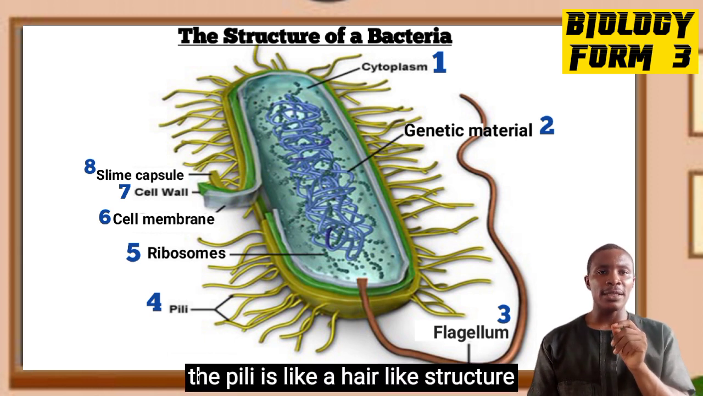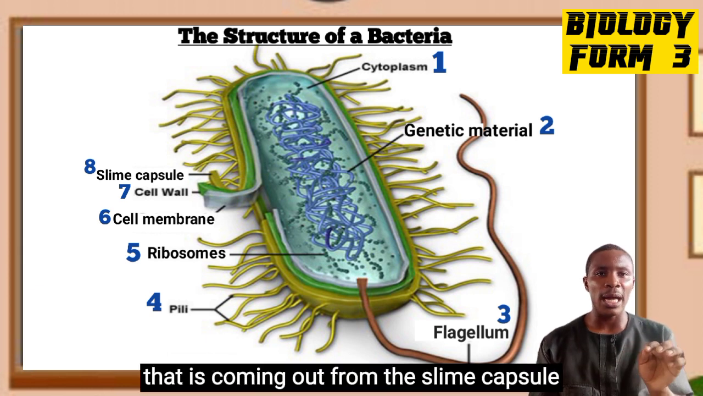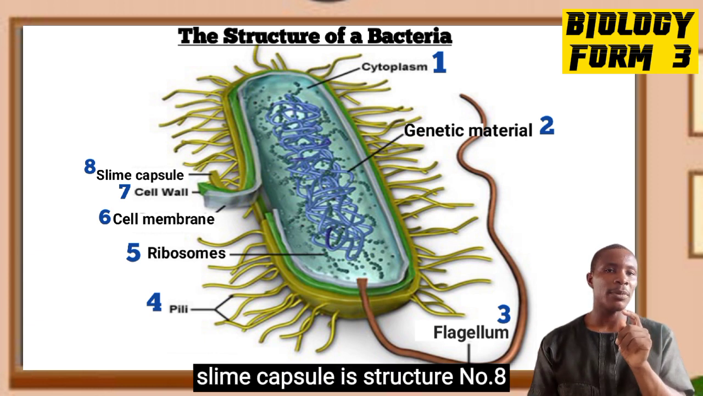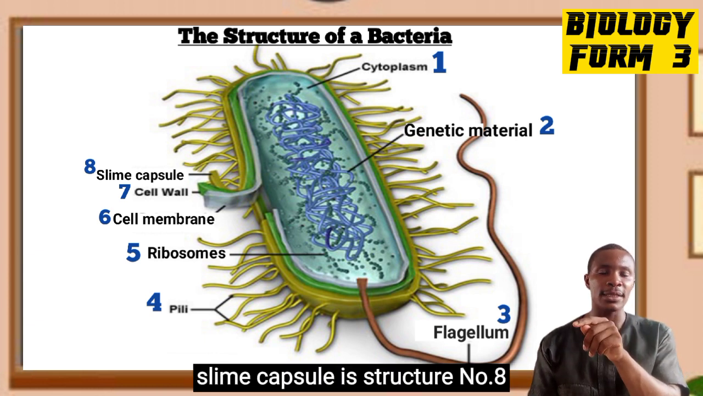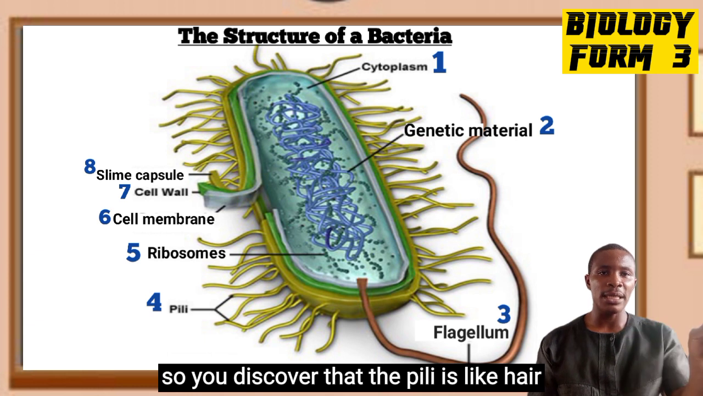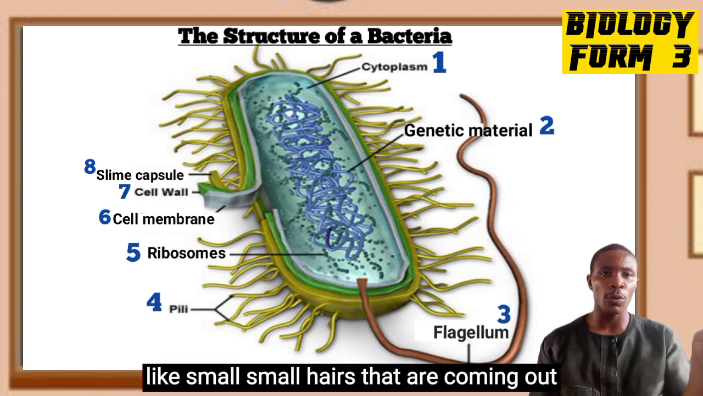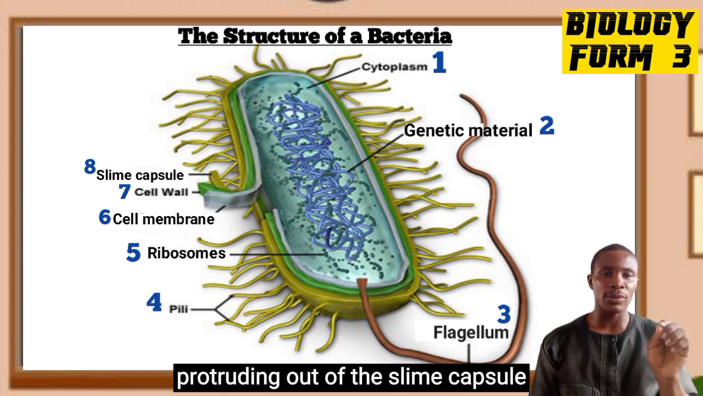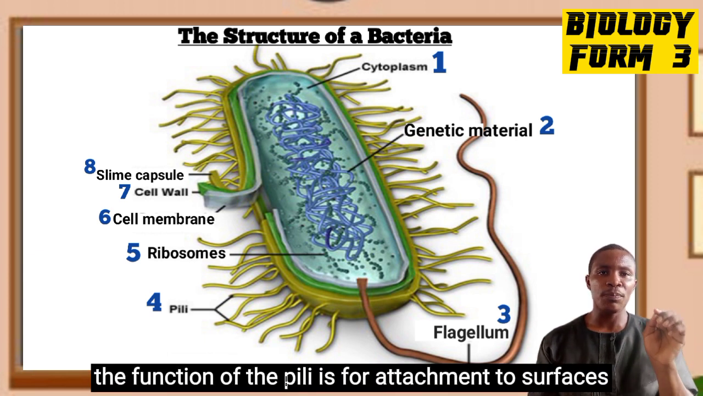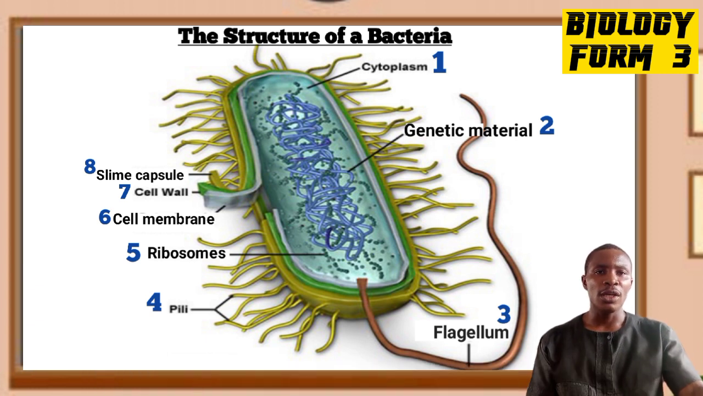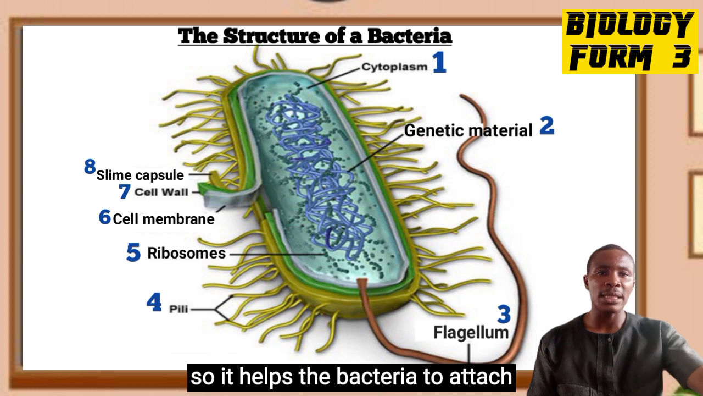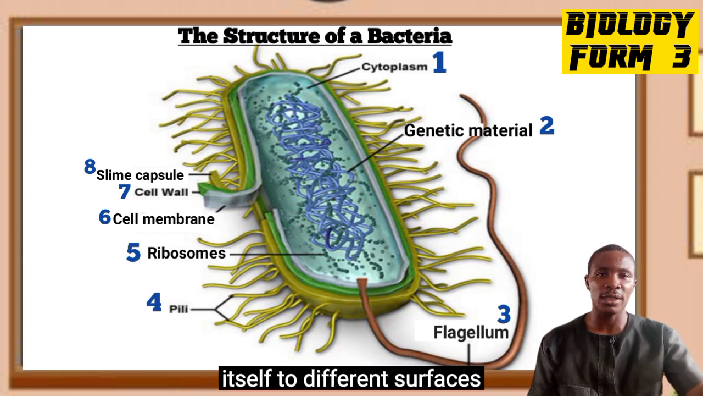The pili is like a hair-like structure that is coming out from the slime capsule. Slime capsule is structure number 8. So you discover that the pili is like small, small hairs protruding out of the slime capsule. The function of the pili is for attachment to surfaces. So it helps the bacteria to attach itself to different surfaces.